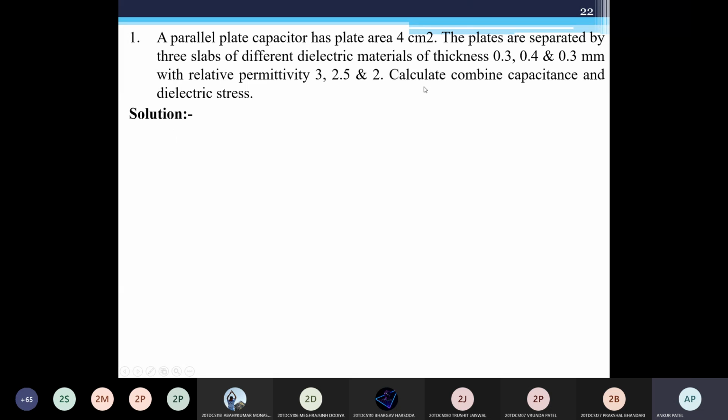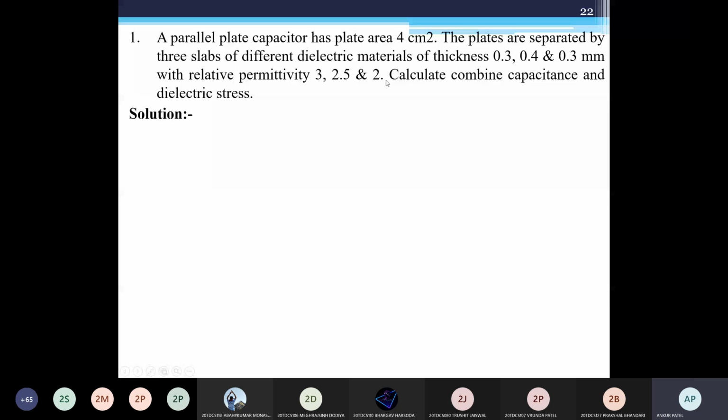So which dielectric medium is given? Uniform, partly air or composite? Yes, it is composite. It is given 3 slabs of different dielectric materials, so a composite dielectric medium is given. So we have to use the capacitance equation for that. C is equal to epsilon 0 into A by D1 upon epsilon R1 plus D2 upon epsilon R2 plus D3 upon epsilon R3.